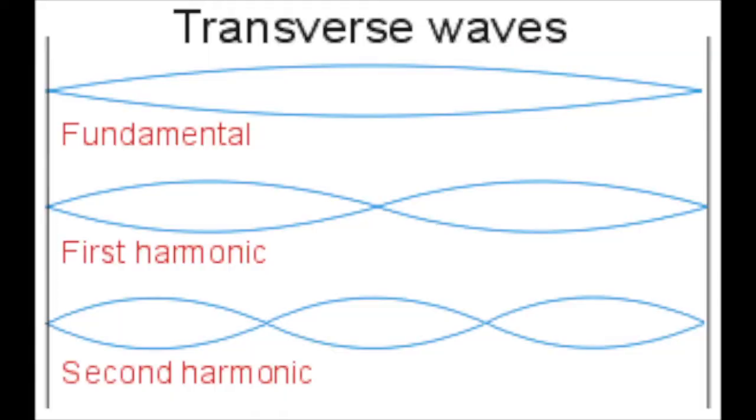Transverse waves, on the other hand, are waves produced by string instruments. These sound waves are created in a very similar way to standing waves, except that the vibrations travel along a fixed string instead of within a tube. Several different harmonics are also produced, as you can see in this diagram.